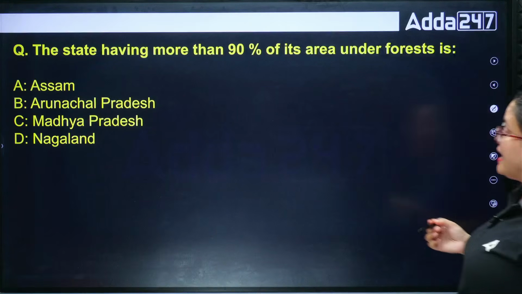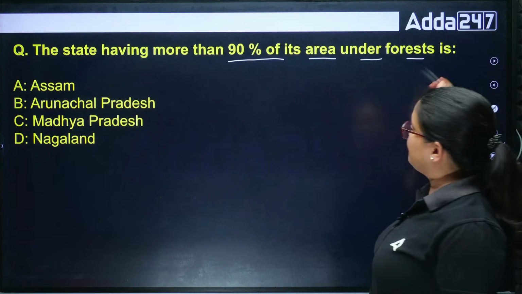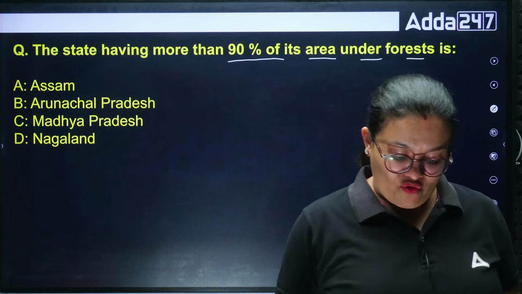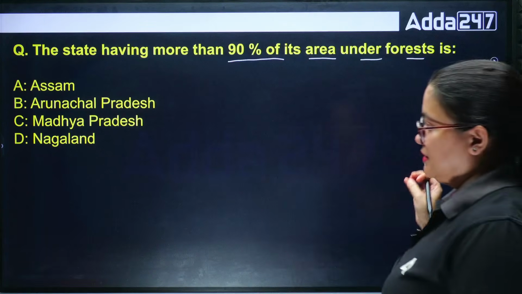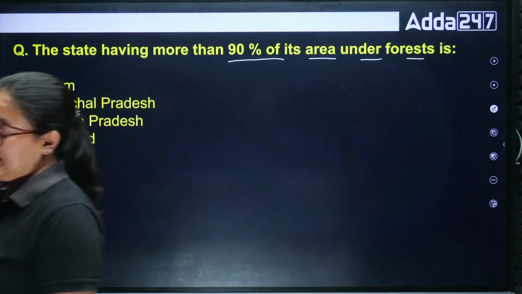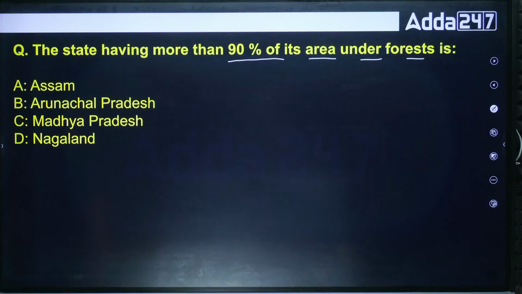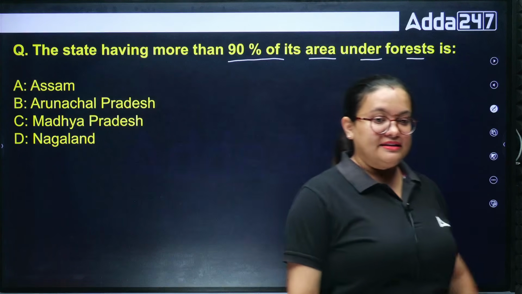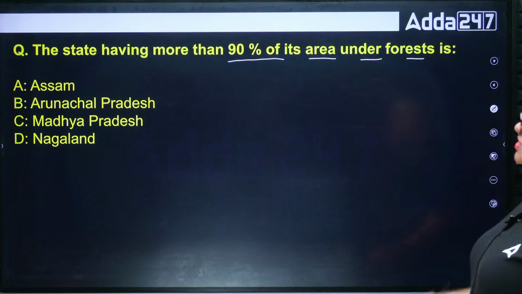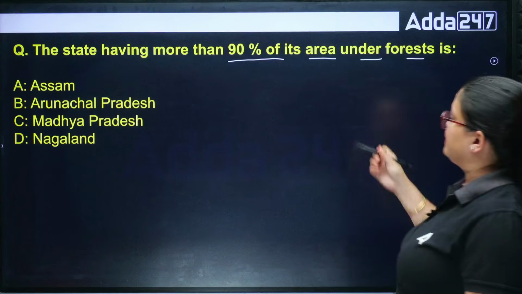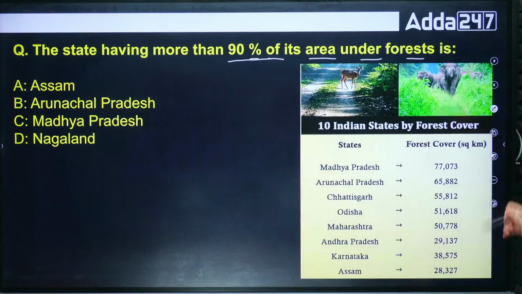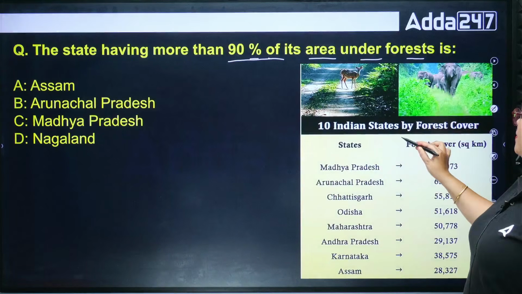Next question, the state having 90% of its area under forest is. Whenever we say about places covered by forest, it will be the states of India which have maximum forest area. Whenever we say maximum forest area, that is Madhya Pradesh, but here I am specifically talking about 90% of the area being covered only with forest. So whenever we say 90% of the forest area, just go to the forest once. These are the types of forest cover.